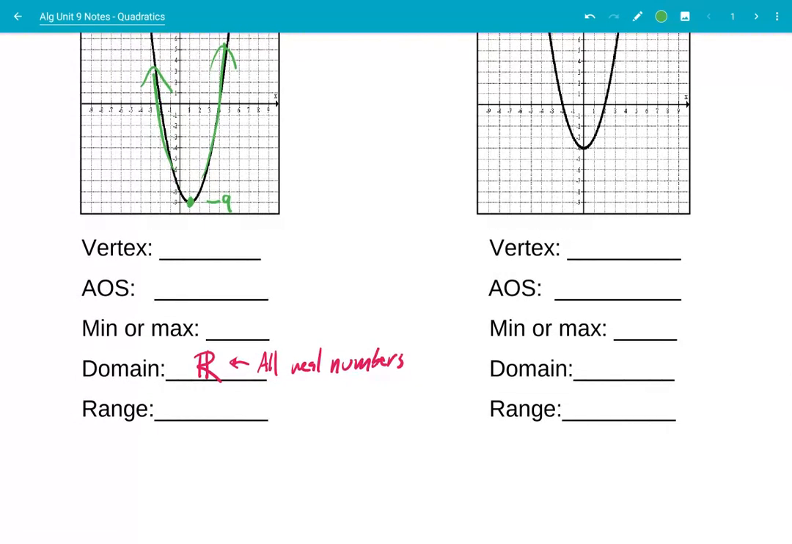So for the range, we're going to say y is greater than or equal to -9, because all the values of y are above -9. So everything's bigger than -9. And -9 in this case is the lowest point, so that's what that range is going to be.